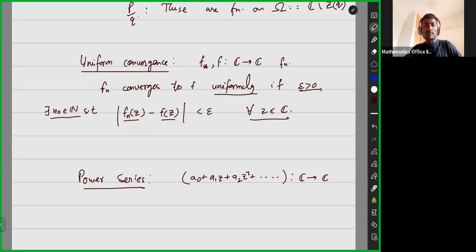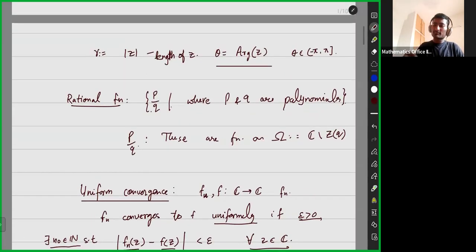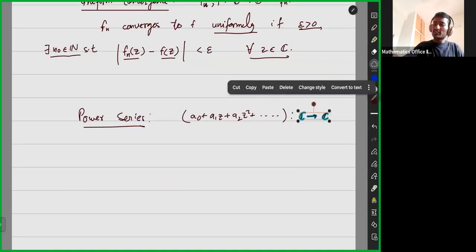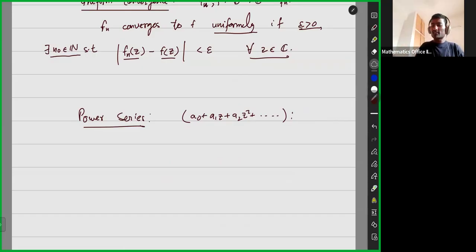So the formal power series becomes a function only on the domains where it converges. Where it does not converge, it doesn't make sense. Just like rational functions, where it becomes a function on t minus z cube where q is not zero, so we have to remove that part. So the power series becomes a complex valued function. This is just a formal thing. It is not a function yet.